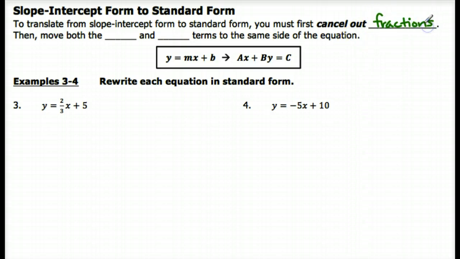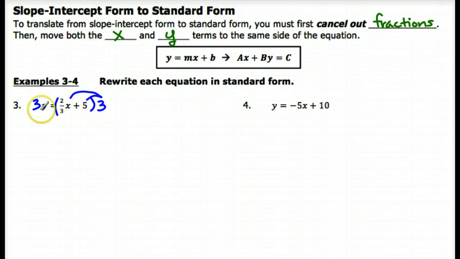And then finally, x and y are on the same side in standard form. And so we're going to move both the x and the y terms to the same side of the equation. So number 3 here, I have y equals 2/3 x plus 5. Notice I do have a fraction. My slope is 2/3. So the first thing I'm going to do is cancel that out. And the way to do that is to multiply every single term by your denominator. Okay, we have a 3 down here, so I need to multiply by 3 on the left side and then by 3 on the right side. And when I multiply on the right side, I have to remember to distribute it to both those terms.